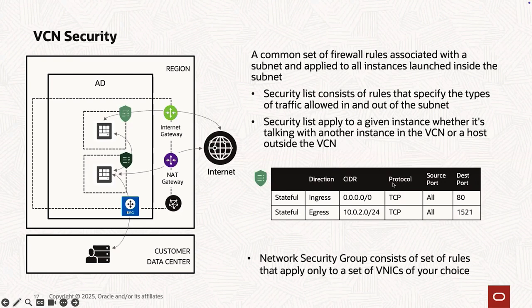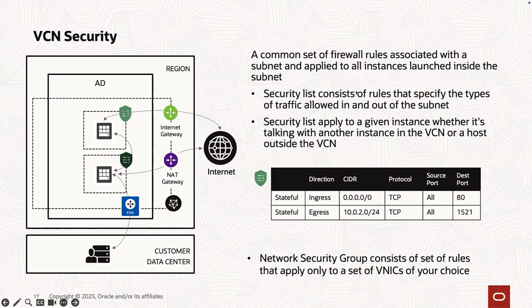The first type here is your security list, and that's going to consist of rules that specify the types of traffic that are allowed in and out of the subnet via these ingress and egress rules. This is going to be present for any subnet that you create, and it's going to be added as well as a network security group that you will get to configure as well.